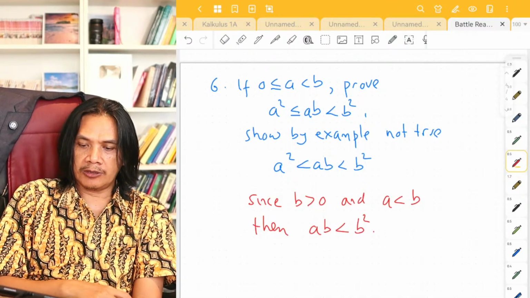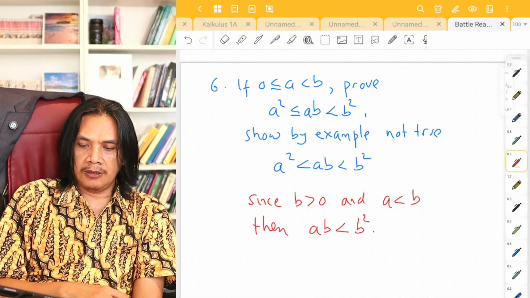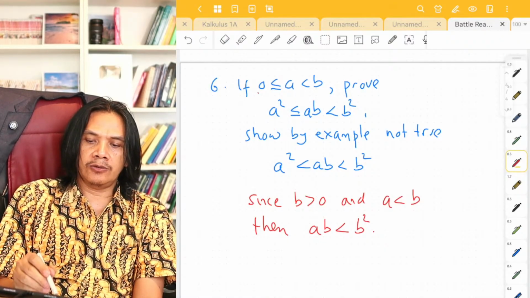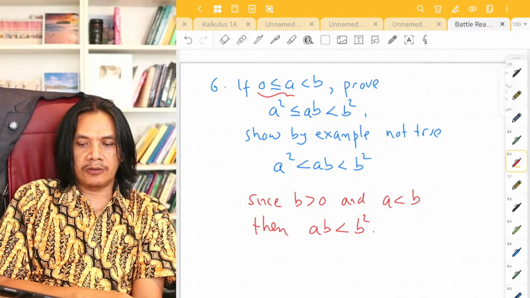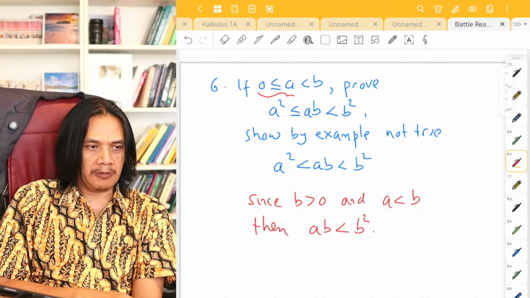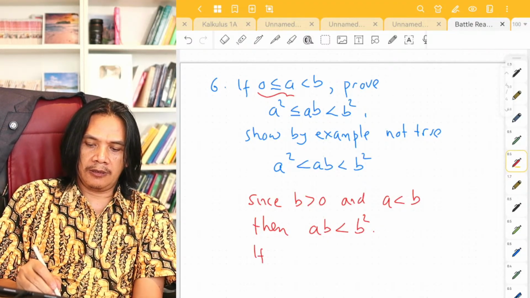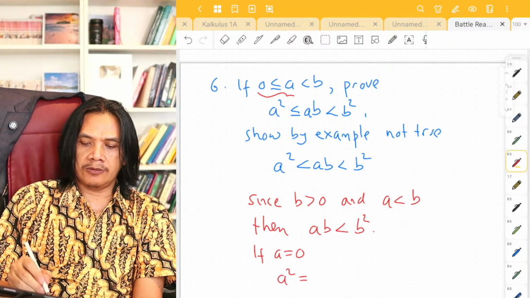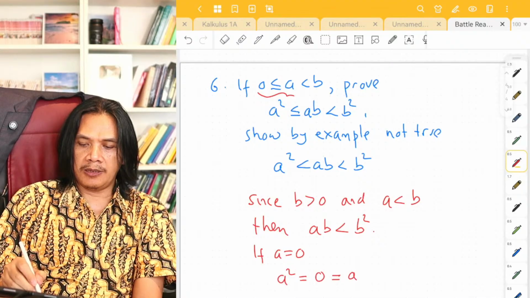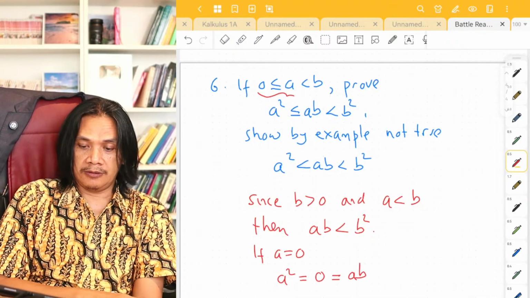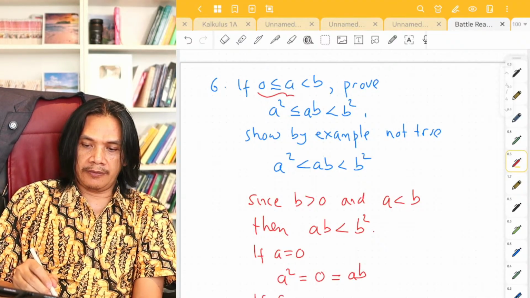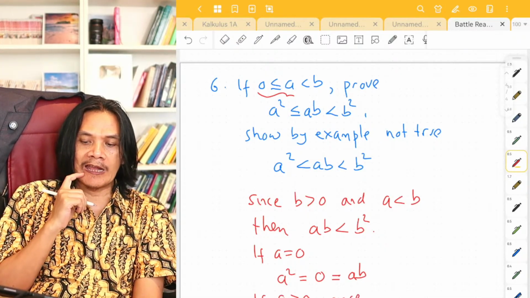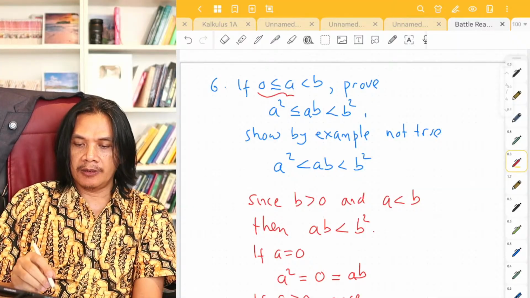What is the other one? Then you can consider two cases: A is equal to 0, or A is bigger than 0. If A is equal to 0, then A squared is equal to 0, which equals AB, which is less than B squared. If A is positive, we just multiply by A.